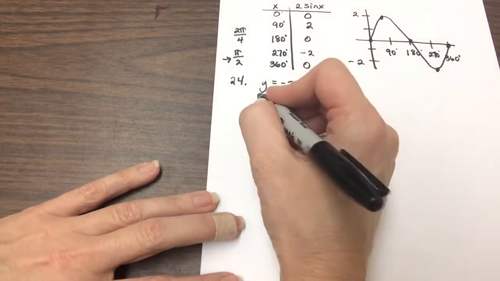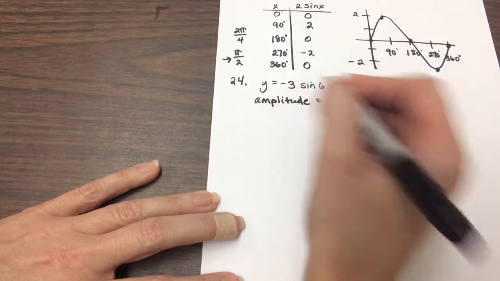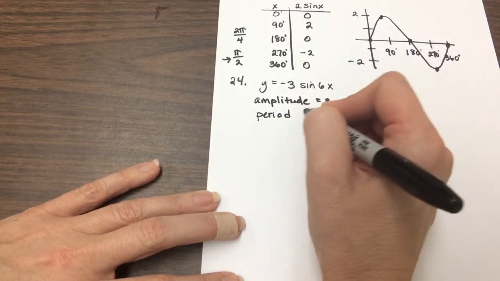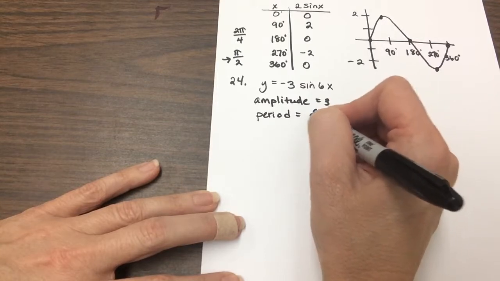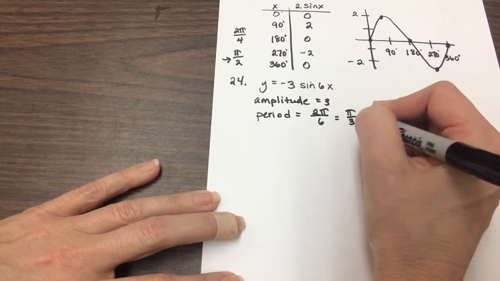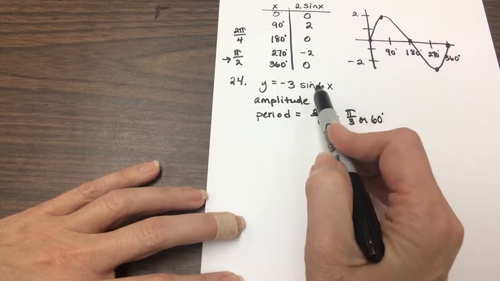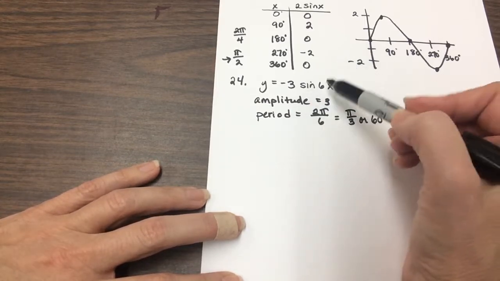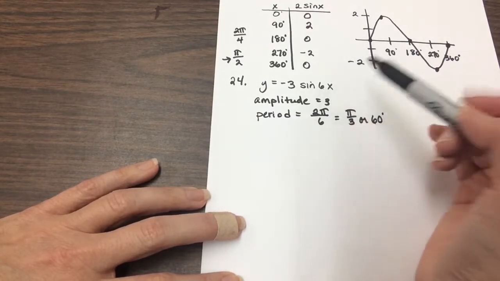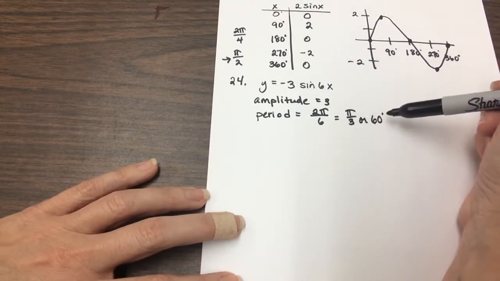Alright, so my amplitude is 3, absolute value of A, just 3. My period for this one's going to be a little different, because it's going to be 2 pi divided by 6, which is pi over 3, or 60 degrees. So what does this mean? This means that within 360 degrees or 2 pi, I will have gone a complete cycle 6 times. That just means that one cycle is only going to take 60 degrees. My period's 60 degrees.